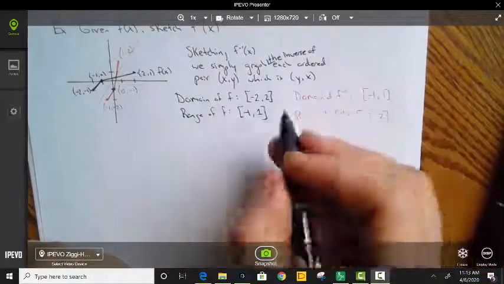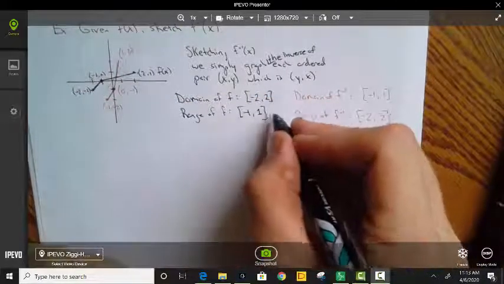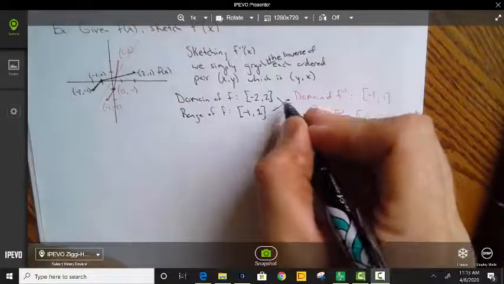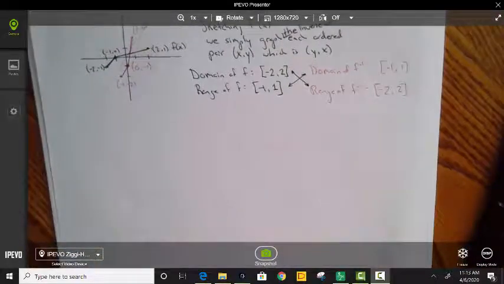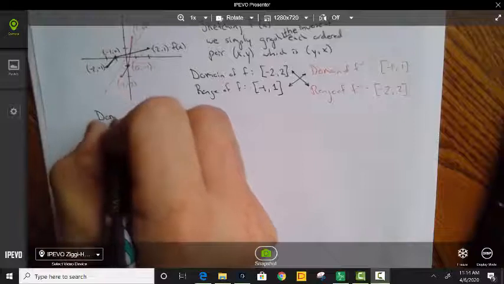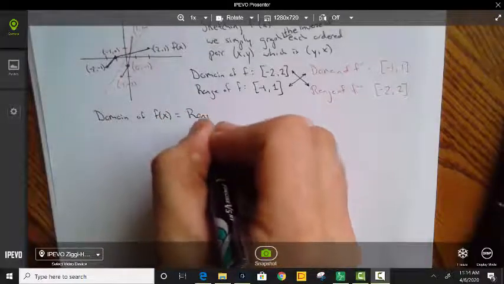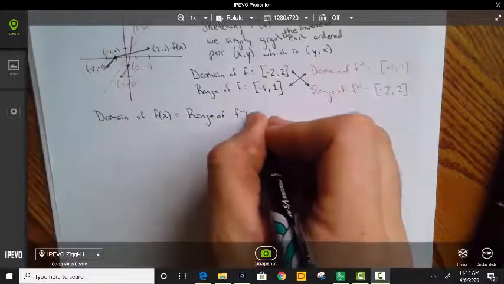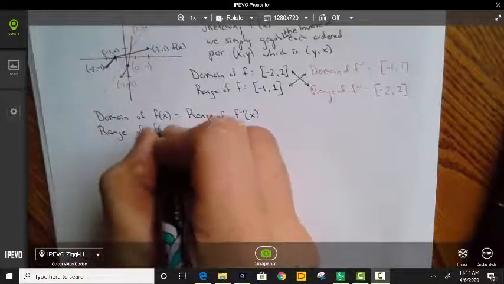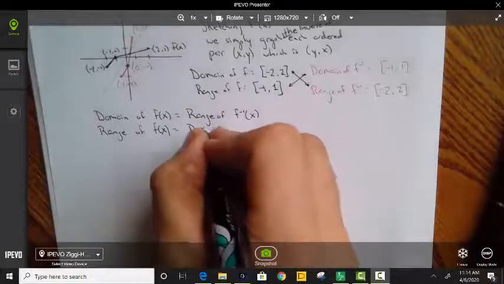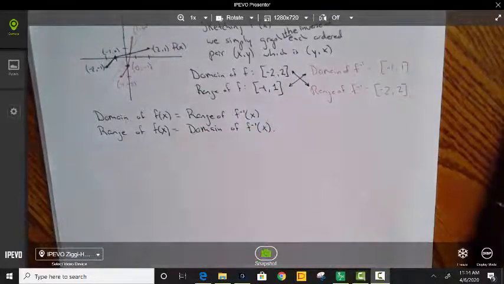Okay, and this should make sense because if we want to graph the inverse function, we just take x and y and switch them. Well, what does that mean in terms of the domain and range? The domain is the set of x, the range is the set of y, and if we switch them, we get the domain and range of the inverse function. Okay, so that's kind of important to make note of. The domain of f of x will always equal the range of f inverse of x, and the range of the original function will always equal the domain of the inverse function.